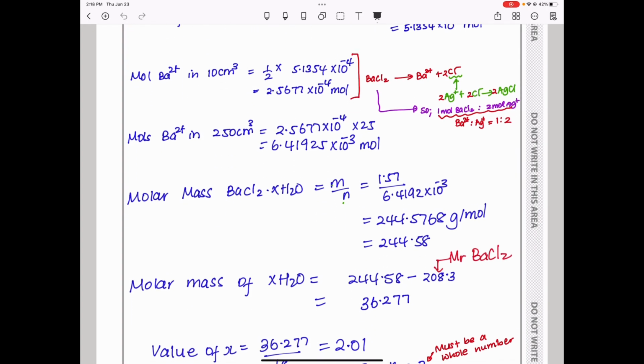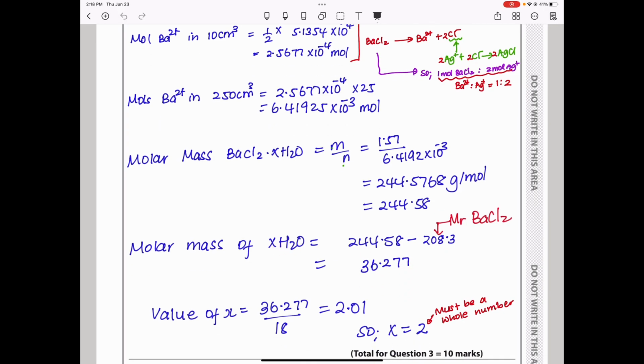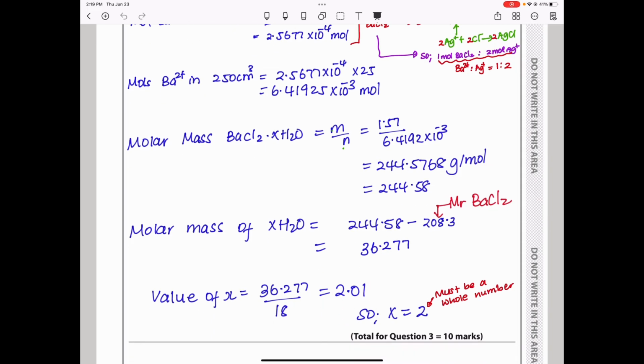Now I know barium and I know chloride, so I can subtract the mass of these from the mass of the whole compound. Since this is the mass of the whole compound minus the molar mass due to barium chloride, I remain with 36.277, and this is solely due to water. So this is xH2O equal to that. Now since I know that water is 18, I'm going to divide that by 18 to give me this. This is going to be the value of x, and since x should be a whole number value, I rounded it off to 2, and therefore we found the value of x in the hydrated barium chloride sample.